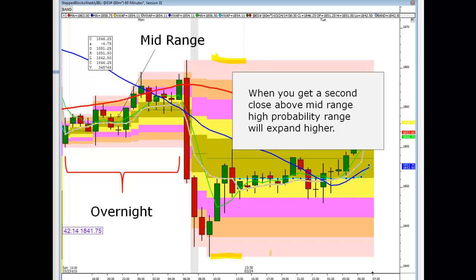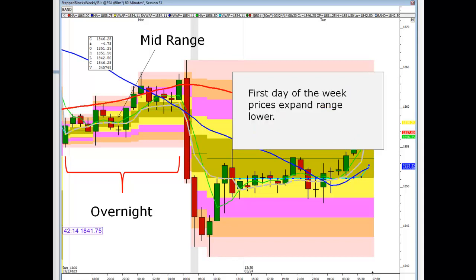And we will go through this full week together step by step to see how things develop and how the day and the week correlate together in terms of their ranges. Now, when you get a second close above the mid-range, high probability the range will expand higher. So what do we mean by that? Well, if you take a look with me, I had one close here above the mid-range, and then I had a second close above. High probability the range will expand higher. It sure did. Right away we begin to see, and let's go on to our next slide.